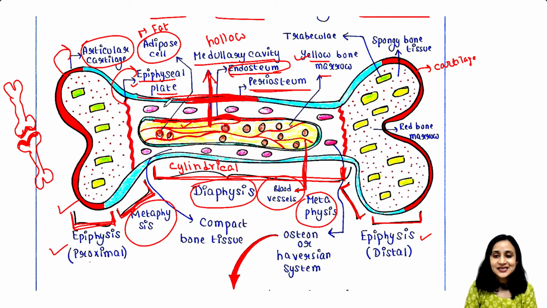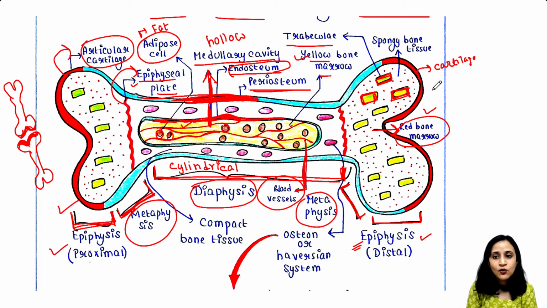And next we will see that red bone marrow is present here. Here is the red bone marrow, that is mainly present in the epiphysis area. In the epiphysis area you will not get yellow bone marrow, here we will get red bone marrow. Here you will see some small tiny bone-like structures present. These are called trabeculae. And in between these trabeculae you will get red bone marrow.